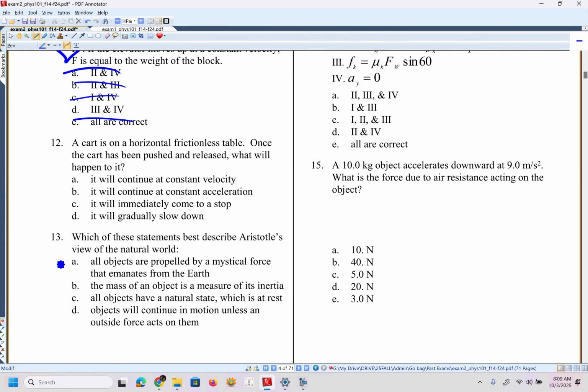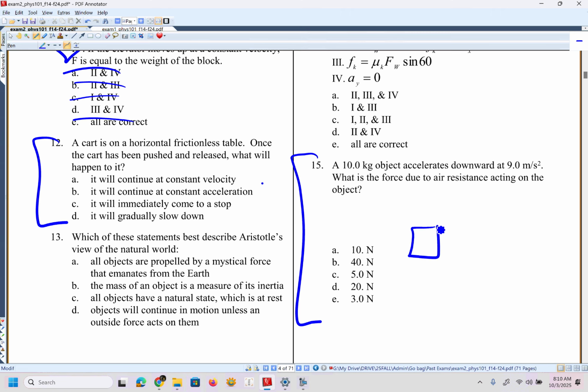Look, some of these, this one for example, is straight from the concept test. So just, FYI. I think there is a question like this where I have an object that's accelerating, but it's accelerating at a rate that's less than what you would expect. And I ask you to find the resistive force. That might be a frictional force. In this case, it's an air resistance.